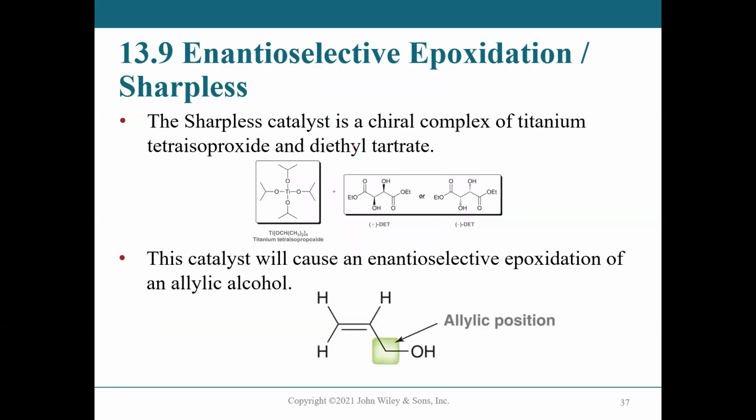So the Sharpless catalyst is a chiral complex of titanium tetraisopropoxide and diethyl tartrate. This catalyst will cause an enantioselective epoxidation of allylic alcohol, and that's because you're going to pick either the positive or the negative one.